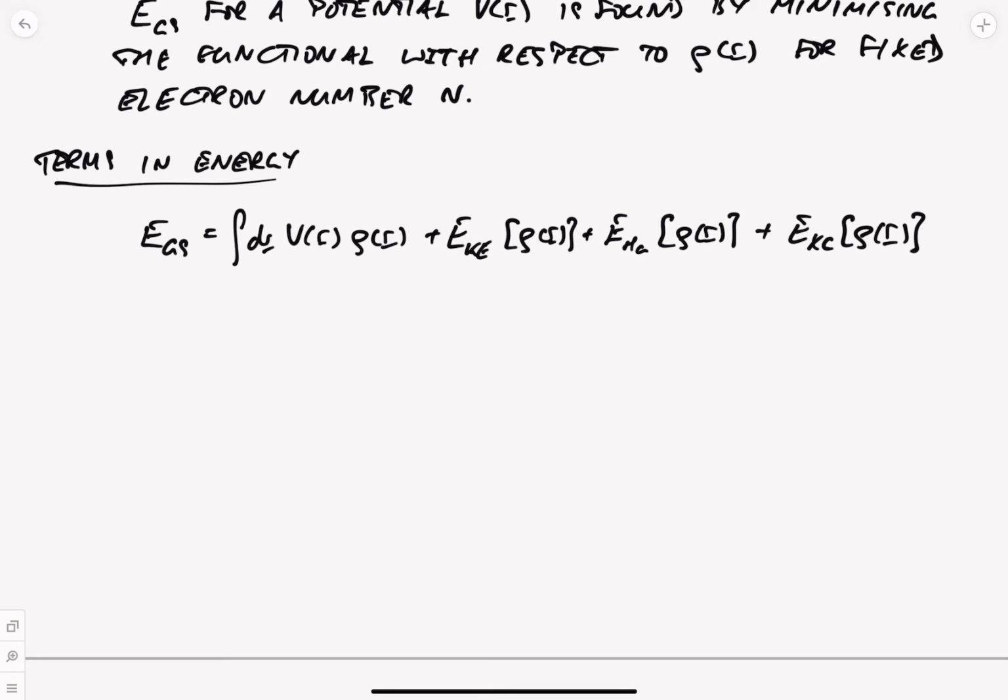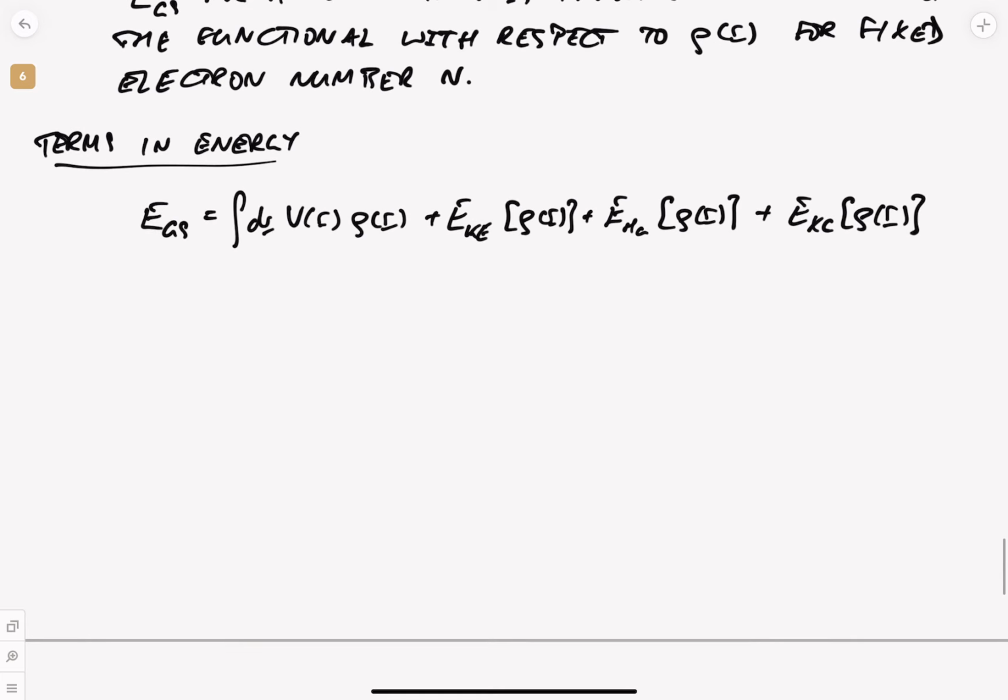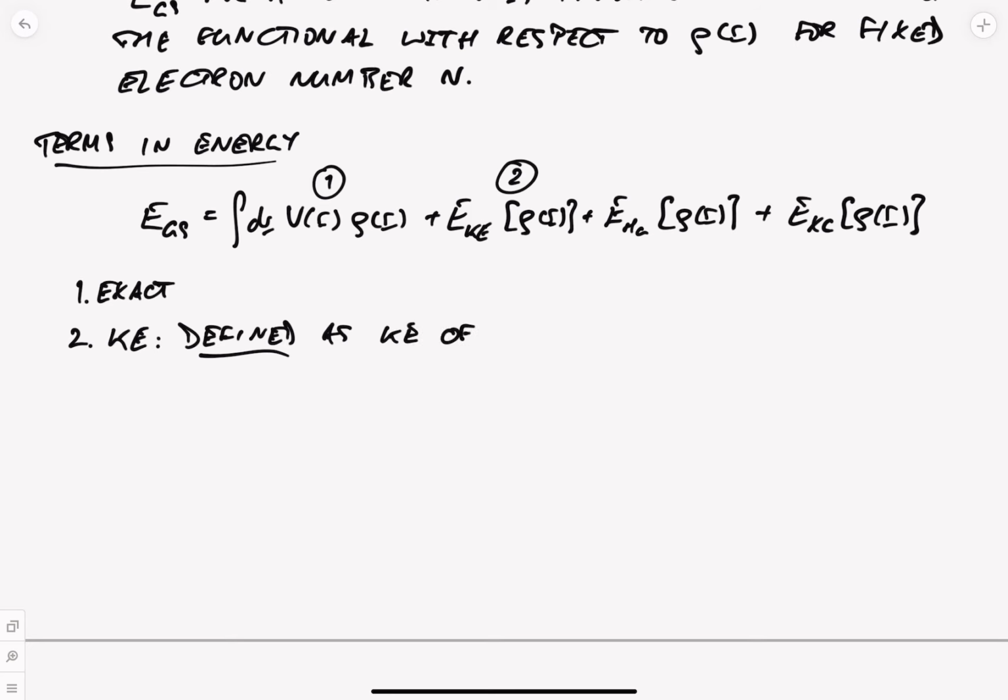Let's define these. So the first term, the electron-nuclear interaction, that's an exact result. So that's fine. Let me put a 1 over the top there. The second term here, that's the kinetic energy. This is rather unusual. It's defined very specifically as the kinetic energy of a non-interacting electron gas, of non-interacting electrons. We'll see why that is in a minute, but it's quite important, and it's different from what you might expect.